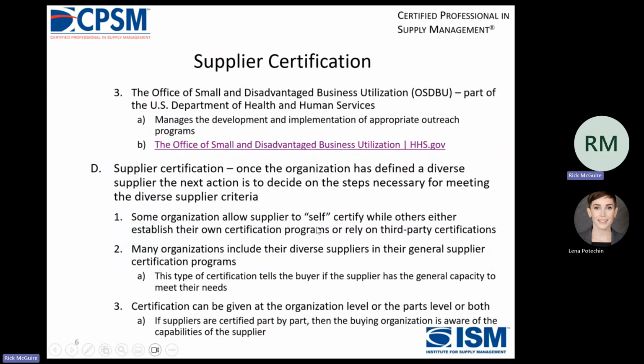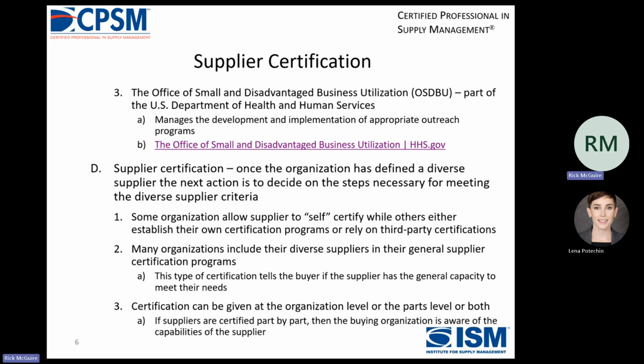Once the organization has defined a diverse supplier, the next action is to decide the steps necessary for meeting the diverse supplier criteria. So self-certify: some organizations will allow suppliers to self-certify, usually not a good idea. Many organizations include their diverse suppliers in their general supply certifications. Tells the buyer if the supplier has the general capacity to meet the needs. So you need both certifications.